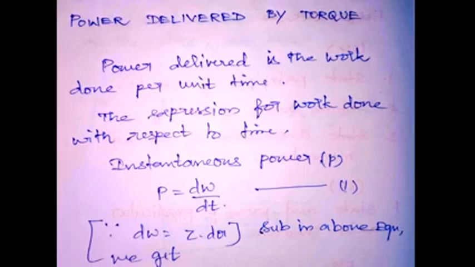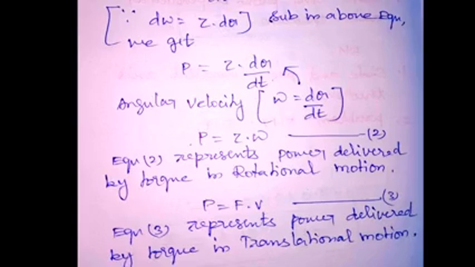So I am going to differentiate the work done with respect to time, and we get the instantaneous power P. Instantaneous means at any time we can easily find the value of power. So P is equal to dW by dt. This is equation number 1. Since the work done is equal to torque into the change in angle, dW = tau d theta, I substitute this in the above equation. Therefore P is equal to tau into d theta by dt.